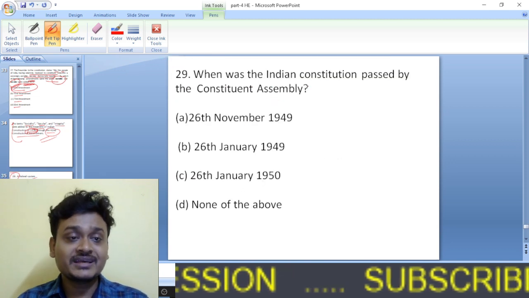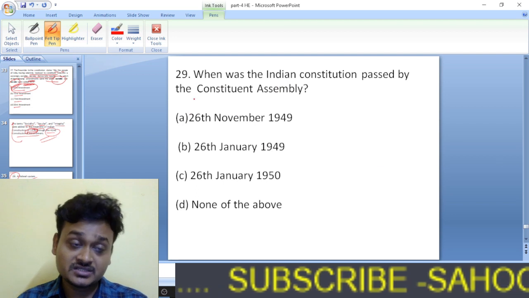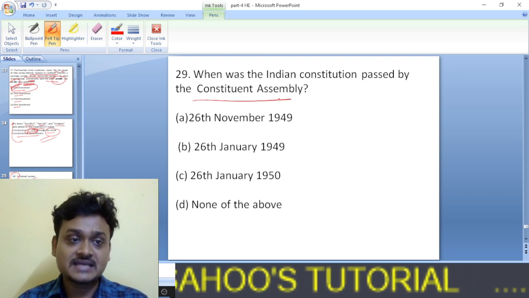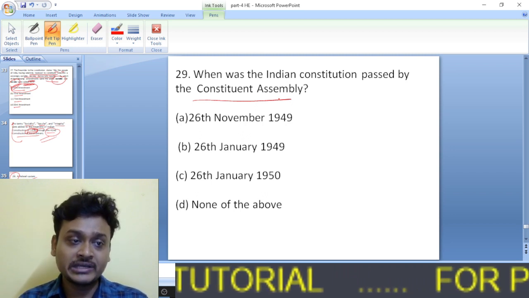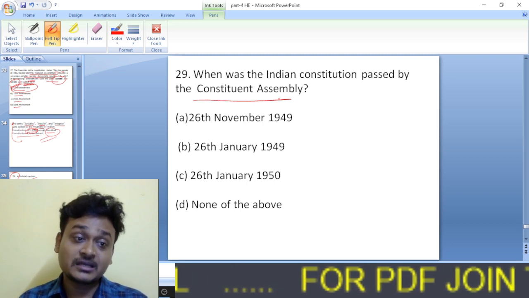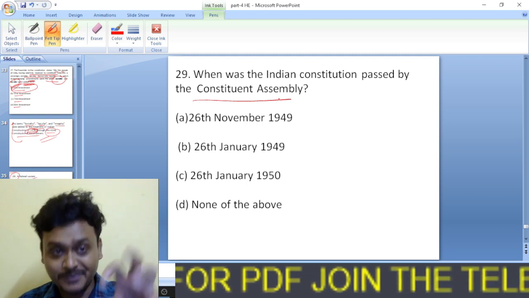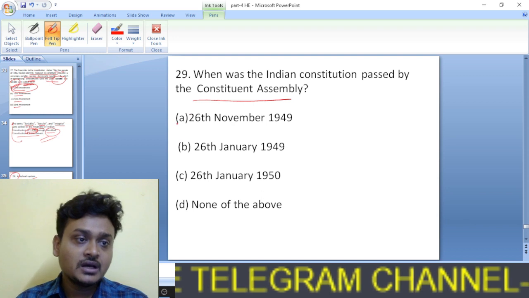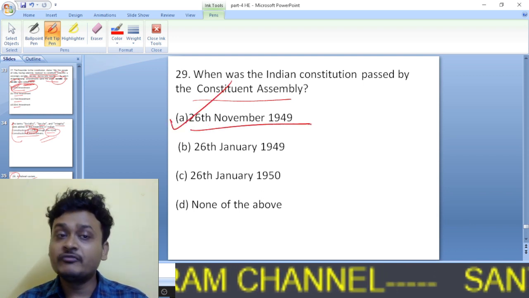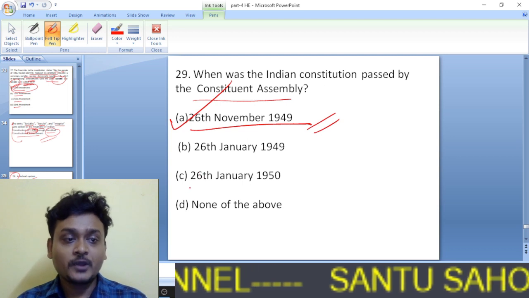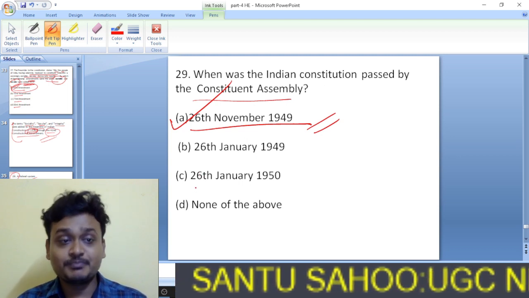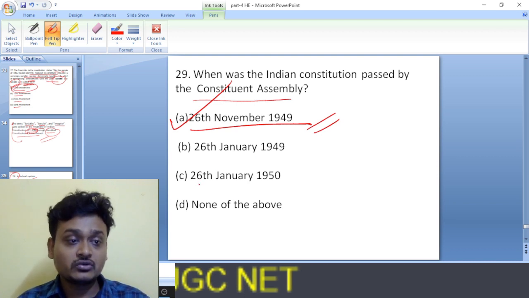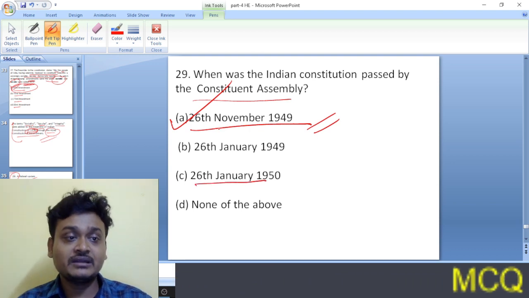Next question, when was the Indian constitution passed by the constitution assembly? Your options are 26th November 1949, 26th January 1949, 26th January 1950, or none of the above. The Indian constitution was passed by the constitution assembly on 26th November 1949, and it came into force on 26th January 1950. So here A is the option.